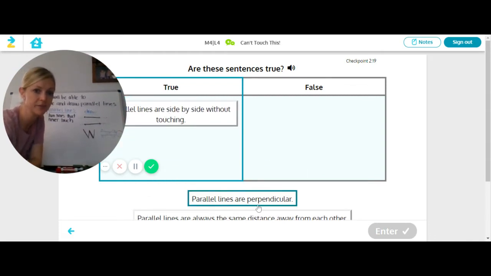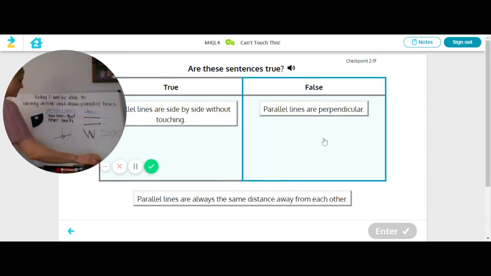Correct, they never touch. Parallel lines are perpendicular. Well, scholars, if you think back to our last lesson, we learned that perpendicular lines do intersect. So perpendicular lines are 2 straight lines that have 90-degree angles. So yes, perpendicular lines touch, but parallel lines do not. So that is going to go ahead and be false.